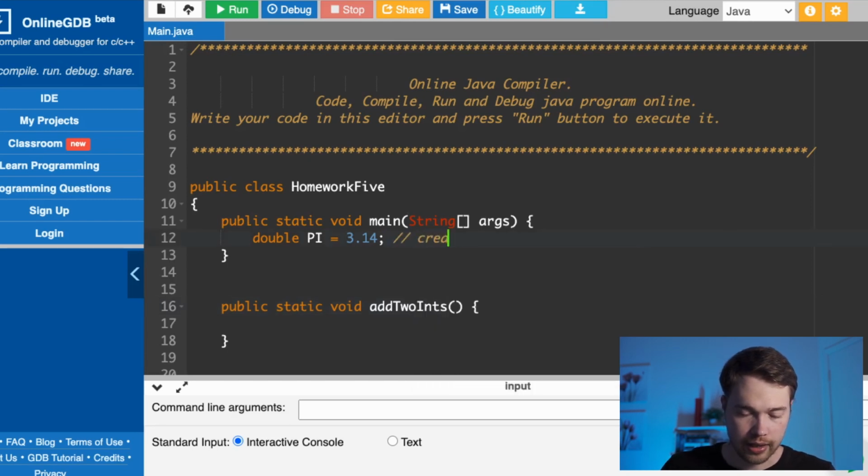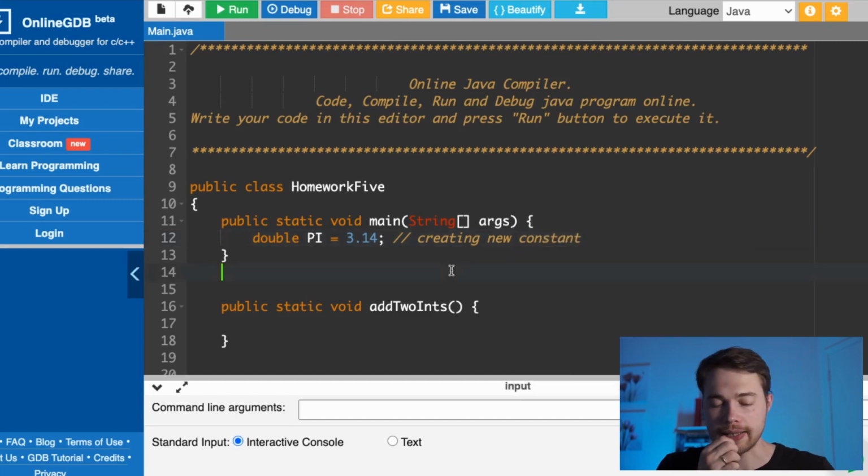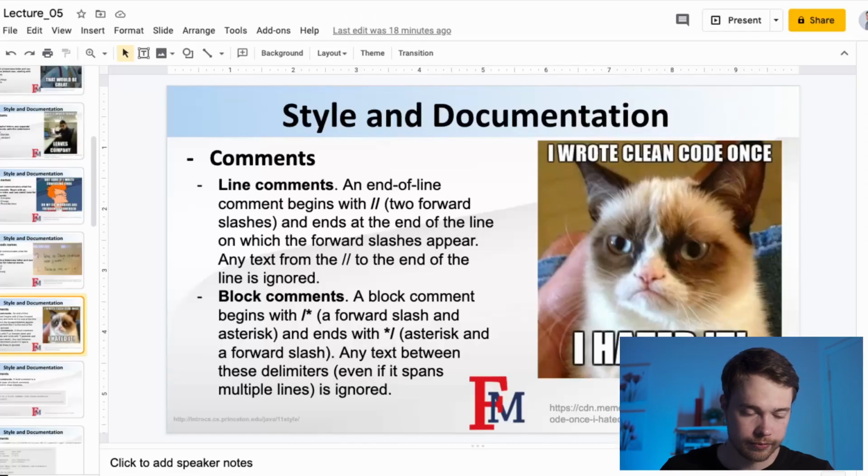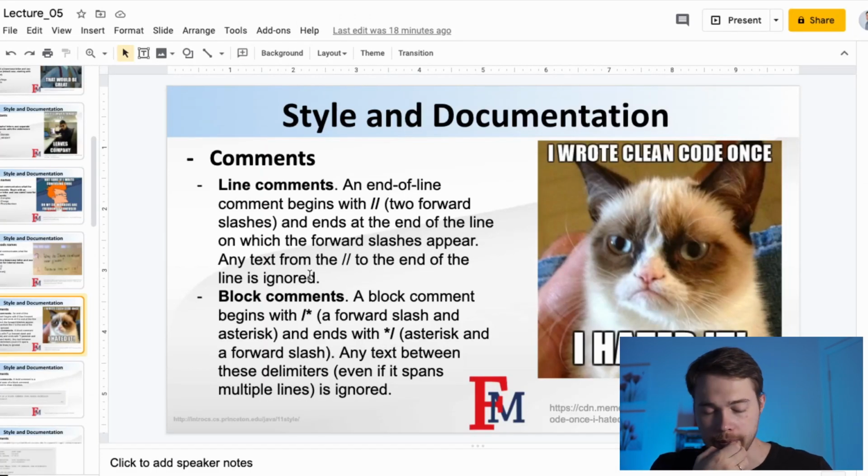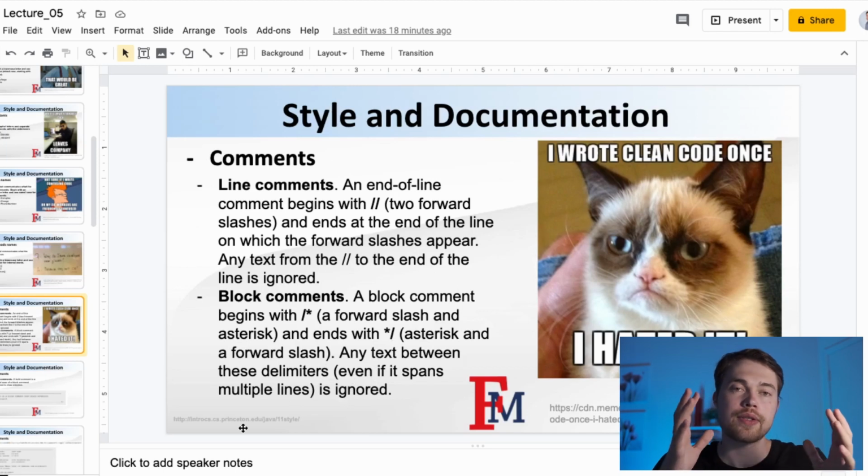For example, creating a new variable. But in this case it's a constant, right? So something like this, creating a new constant. Block comment, what is that? It begins with slash asterisk and ends with the same thing in the opposite order, asterisk slash, and the text between the delimiters, even if it has multiple lines, is ignored. So a block comment is basically used when you want a comment which includes multiple lines.